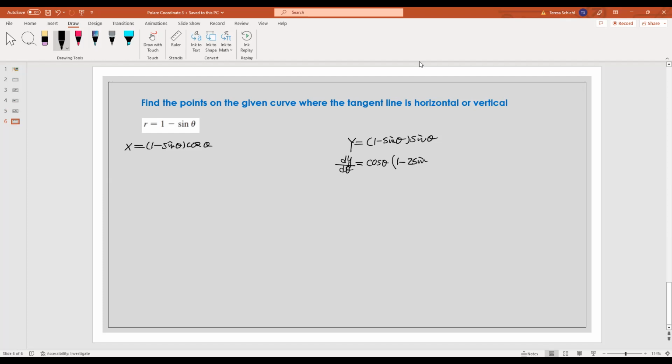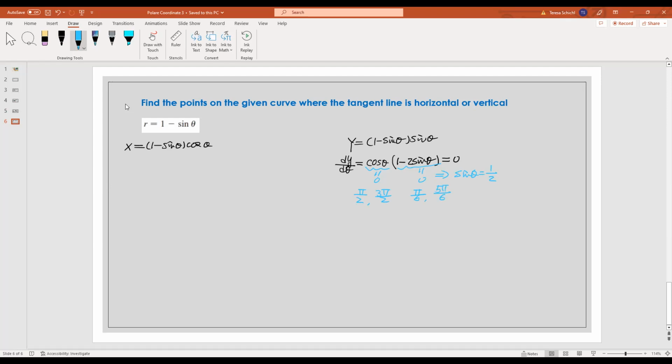So we have cosine theta times the quantity 1 minus 2 sine theta equal to 0 here, right? So we will have this term equal to 0 and this term equal to 0. So this term, cosine theta equal to 0, gives us pi over 2 and 3 pi over 2. For 1 minus 2 sine theta equal to 0, that means sine theta equal to what? 1/2. So we have pi over 6 and 5 pi over 6.